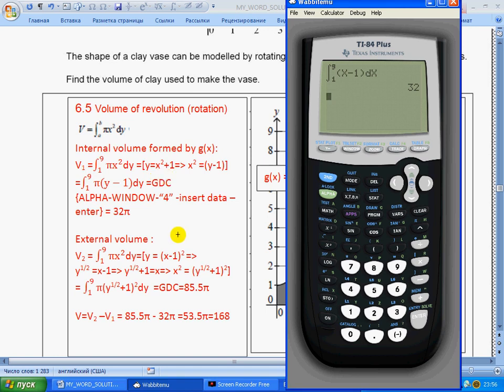The same we do for the external volume, this time x squared. So first we find y equals, then y squared equals x minus 1, square root of y. So x squared will be square root of y plus 1. And we get the value in terms of pi, and this is the result.